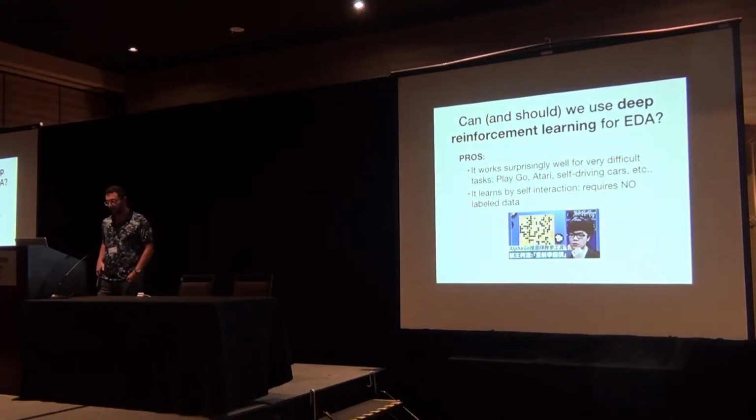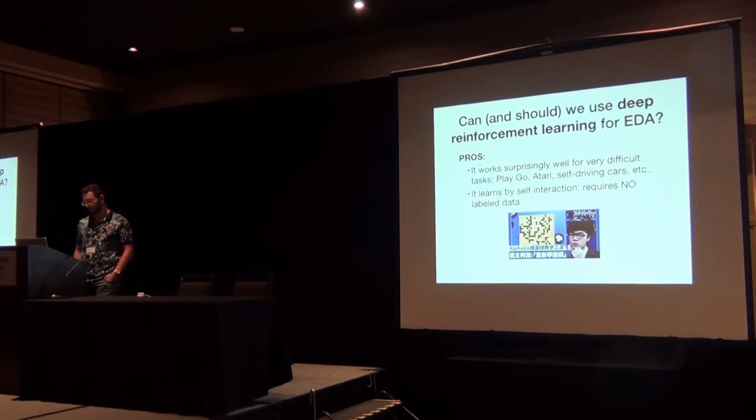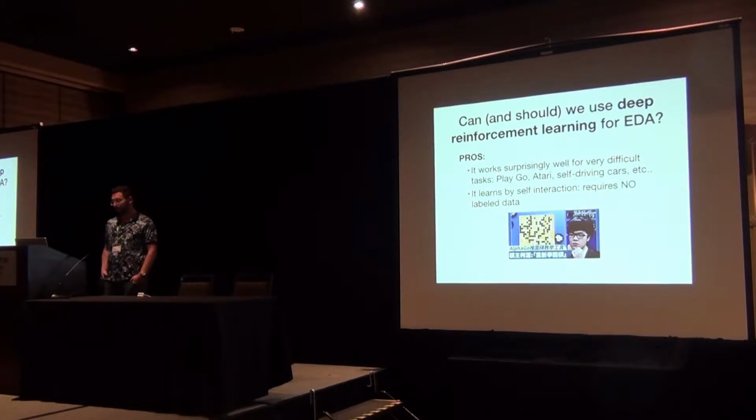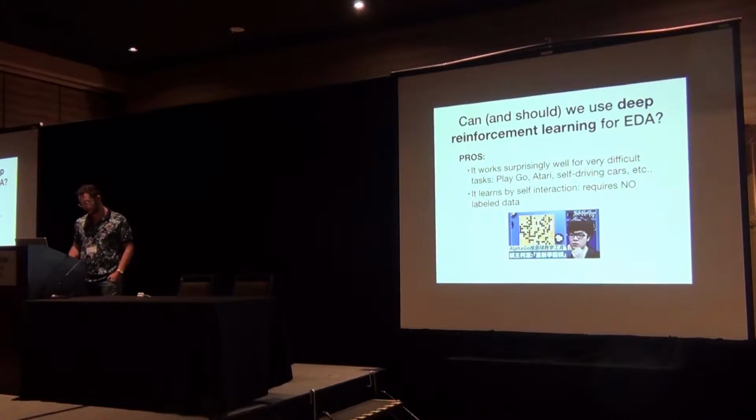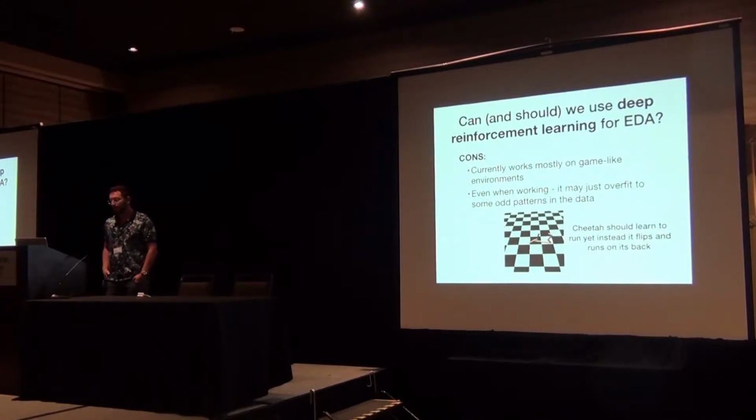So why even bother? Because DRL is working surprisingly well for very difficult tasks such as playing Go and Atari games, and even shows some promising results in self-driving cars. And the main advantage, at least for us, is that it learns only by self-interaction and requires absolutely no labeled data. So this sounds appealing, and we almost ignored several of the red flags.